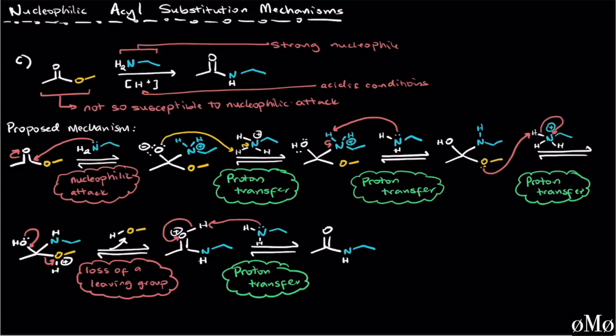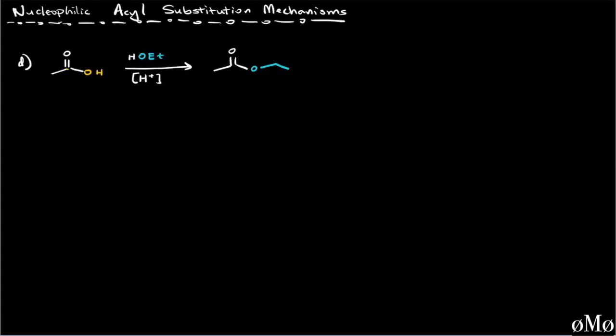So we're going to do one more of these and then we'll be done. Okay, so now consider this particular nucleophilic acyl substitution reaction. So here we have a carboxylic acid, we have ethanol in acidic conditions, and we get this ester.